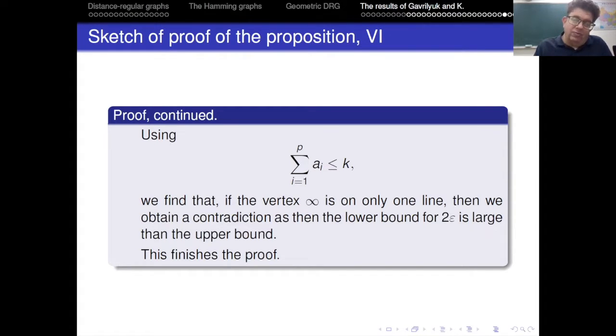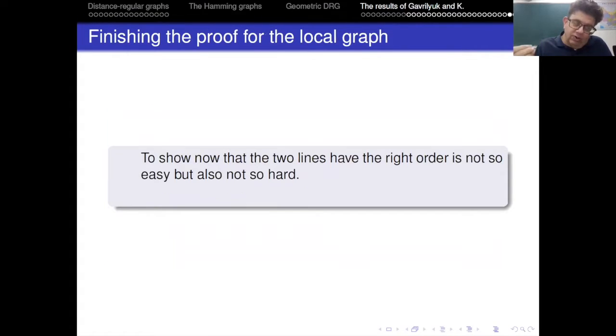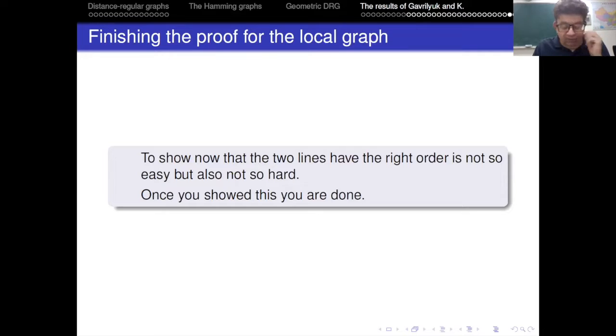But the lines, what is the order of the lines? We don't know yet. To show now that the 2 lines have the right order always, it's not so easy, but also not so hard. And if you know that the local graph is regular, then it may make your life quite a bit easier to do this. But the first part you cannot change so much at this moment. And once you know that all the lines have the right size, then you know you have your S-clique extension of the T times T plus 1 times T plus 1.